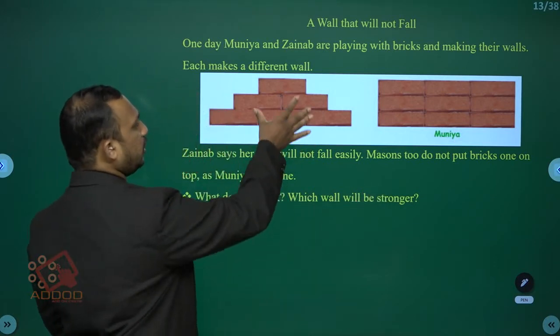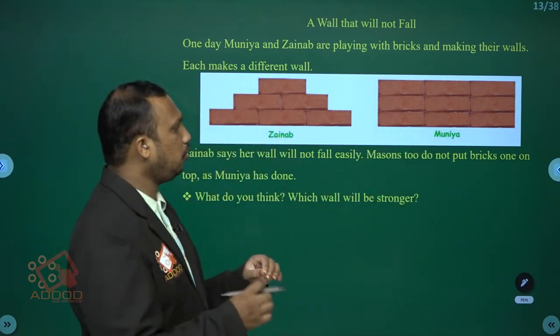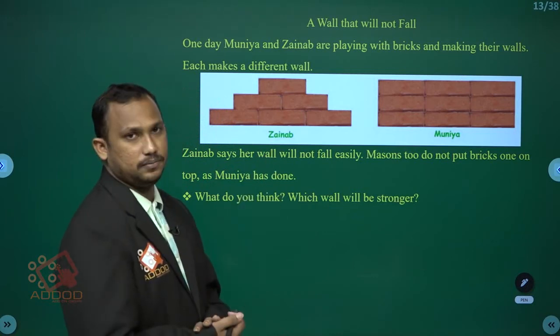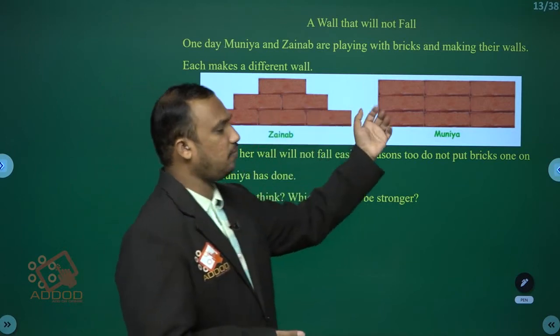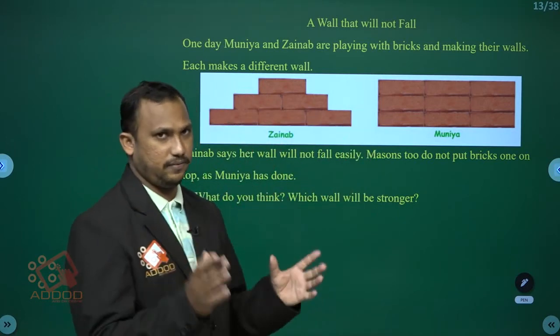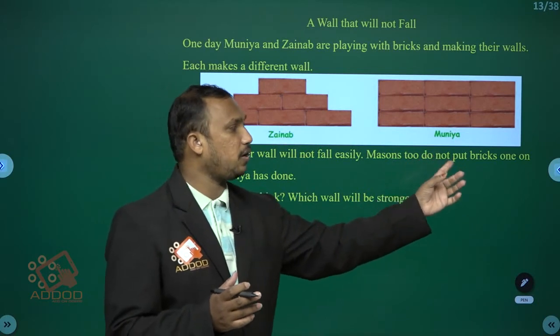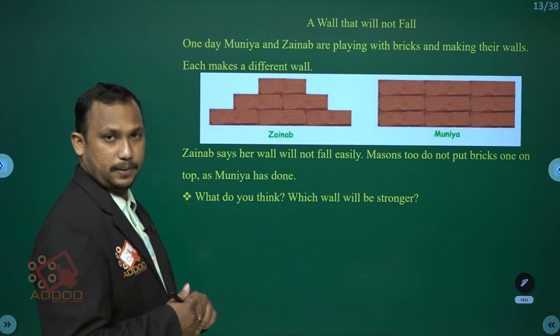So Zainab's wall is like this, and Munaya's wall is like this. So whose wall will be stronger here? Zainab or Munaya? If you construct it like this, whose wall will fall down? If you say very easily, it means a mason does not put a brick one on top. On top he did not keep.